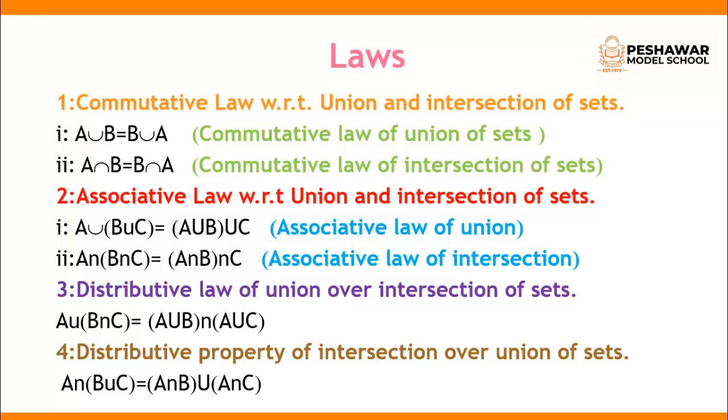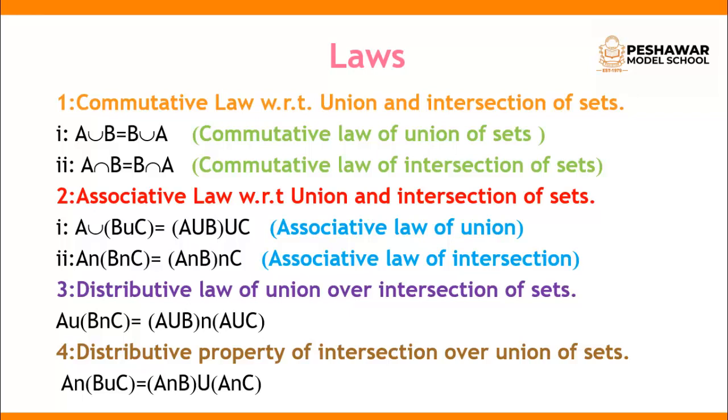Now come to the third topic, that is the distributive law of union over intersection of sets. Here you have seen the commutative law of union of sets, the associative law of union of sets, the commutative law of intersection of sets, and the associative law of intersection of sets. It is a little bit different because in this law you have to use two different basic operations. Again there are three sets in this law, but the operations are changed. Means we have to combine here union and intersection.